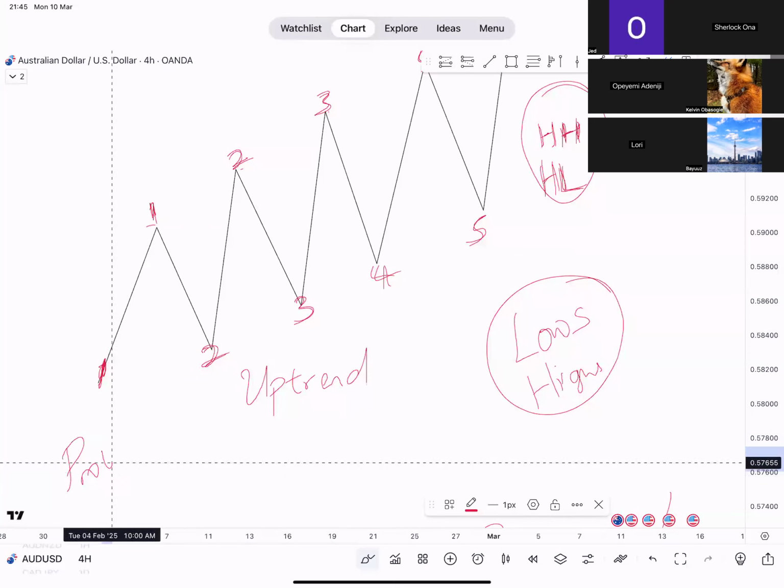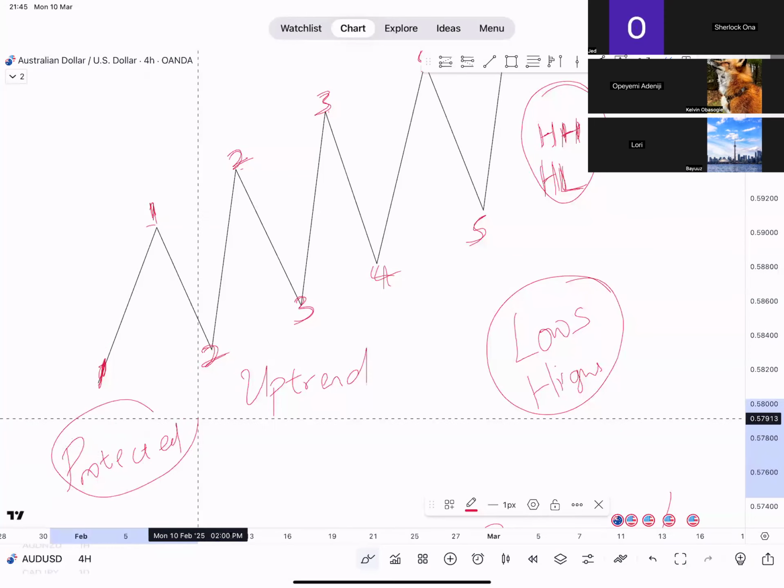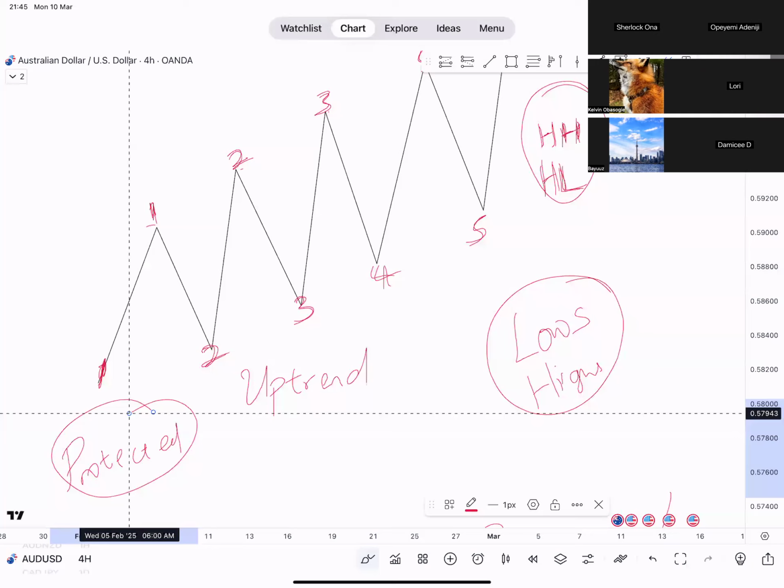The lows in an uptrend are what? Protected. Because you are anticipating that every new low will not go below the previous one. Every new boss will not kill the previous boss. So every previous boss is protected. They are sure of their lives, right? Low 2 will not go below low 1. It means that low 1 is protected now. Low 3 will not go below low 2. It means that low 2 is protected.